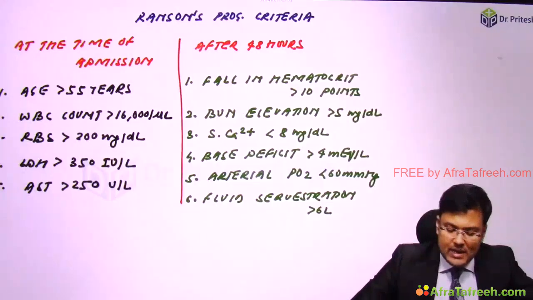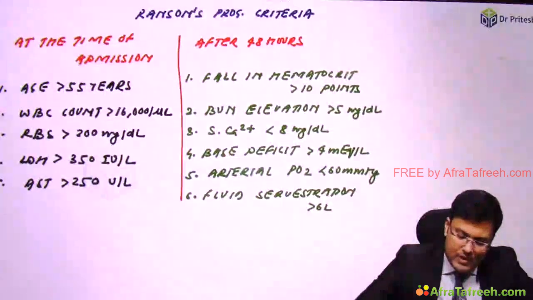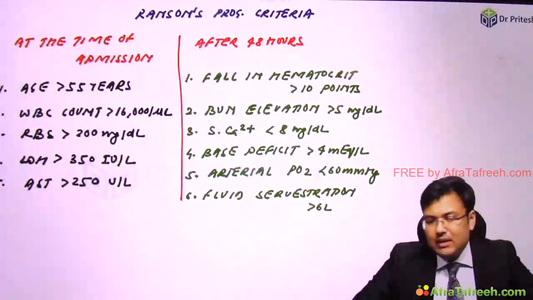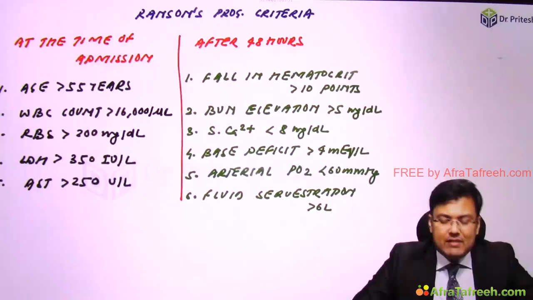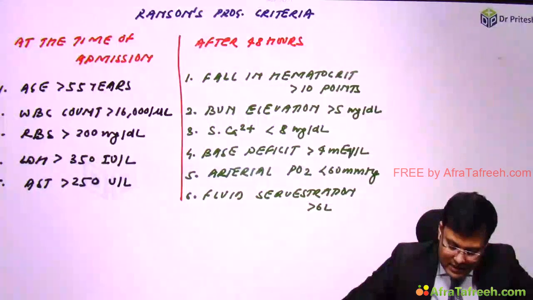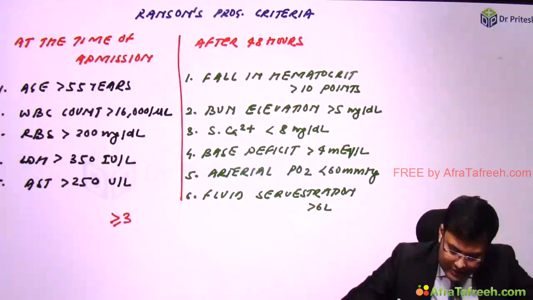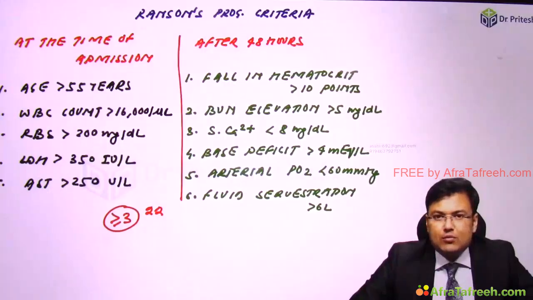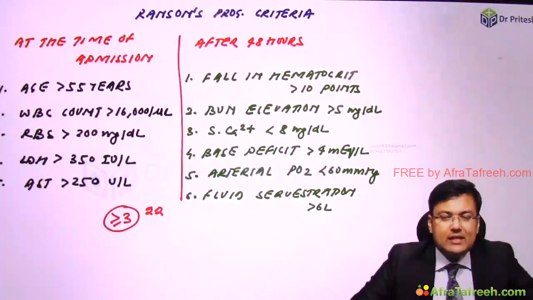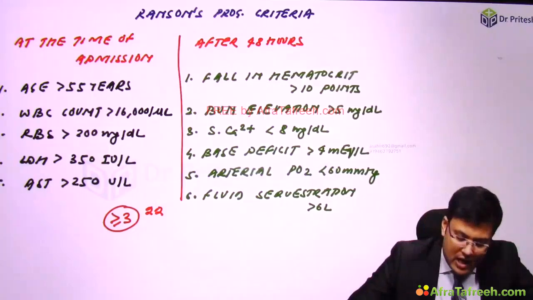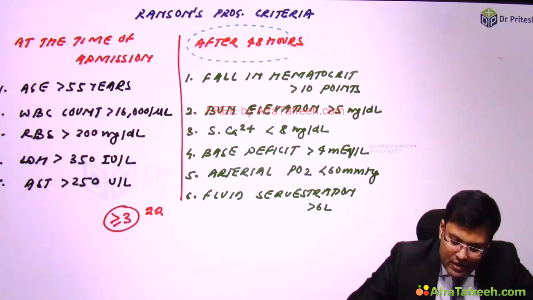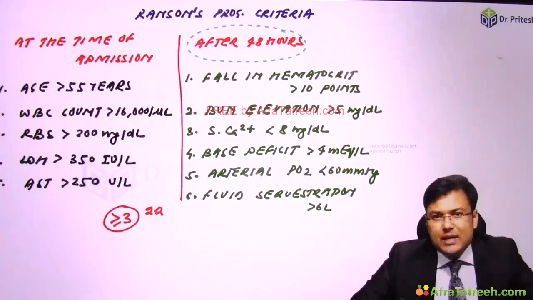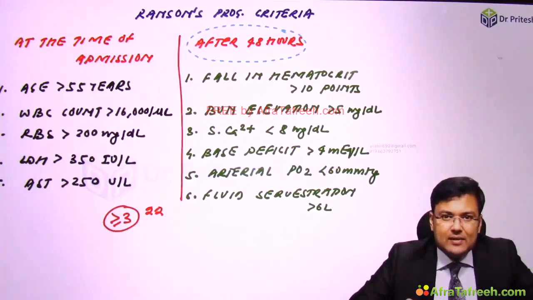Out of these 11 parameters, how many should be present so that we are going to label the patient as severe pancreatitis? That patient is having severe pancreatitis whenever the score is more than or equal to 3. So if the score is more than or equal to 3, we label the patient as having severe acute pancreatitis. But what is the biggest problem? How much minimum time is required for complete assessment? The minimum time required is 48 hours.